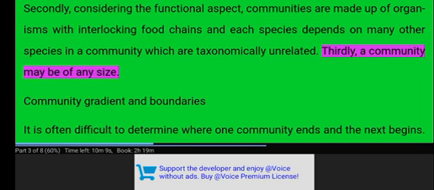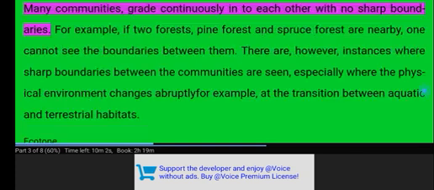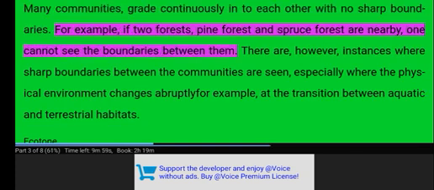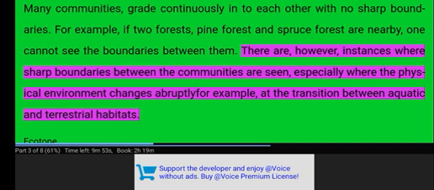Thirdly, the community may be of any size. Community gradient and boundaries. It is often difficult to determine where one community ends and the next begins. Many communities grade continuously into each other with no sharp boundaries. For example, if two forests, pine forest and spruce forest, are nearby, one cannot see the boundaries between them. There are, however, instances where sharp boundaries between the communities are seen, especially where the physical environment changes abruptly, for example, at the transition between aquatic and terrestrial habitats.